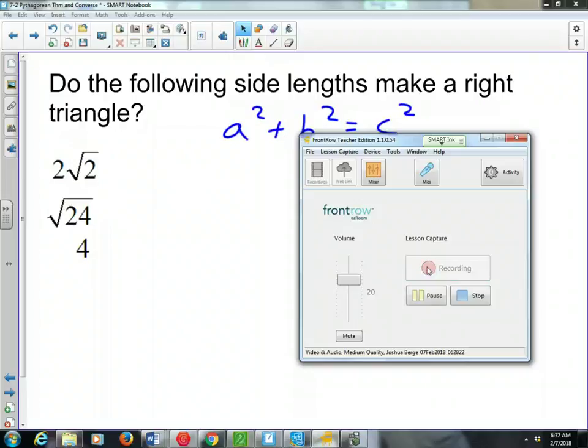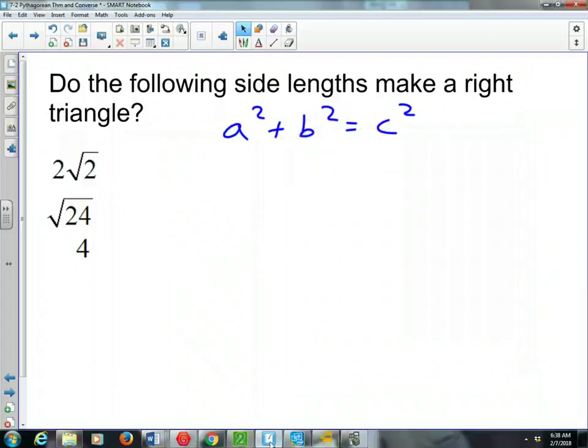So I want to set this up using the Pythagorean theorem. I want to again put what's acting as the hypotenuse on the right side of the equation and the legs on the left side. So the longest one has to go on the right side. So which one of these lengths is the longest? 2 root 2, root 24, or 4?